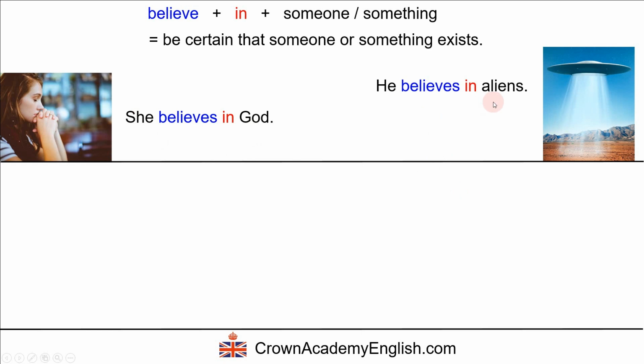And he believes in aliens. Okay, so a very different belief, but he believes in aliens. So he believes that aliens exist. Specialize in something. Okay, so this means to be an expert in something, to concentrate only on one specific activity. And if you specialize in something, yes, you are very good at it. You are an expert.